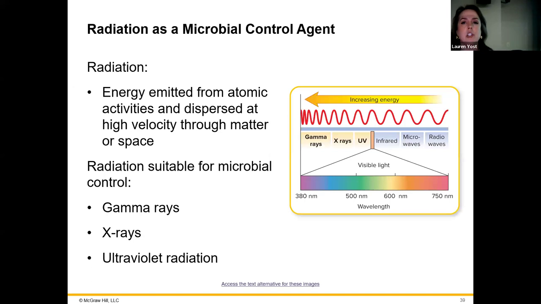All right, moving on to radiation. Radiation can be used for microbial control. That shouldn't be a surprise, y'all.